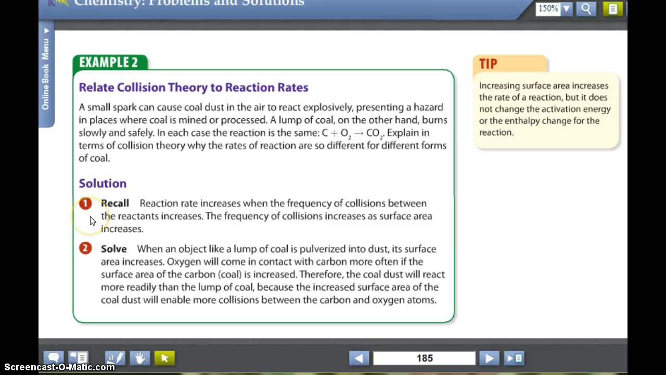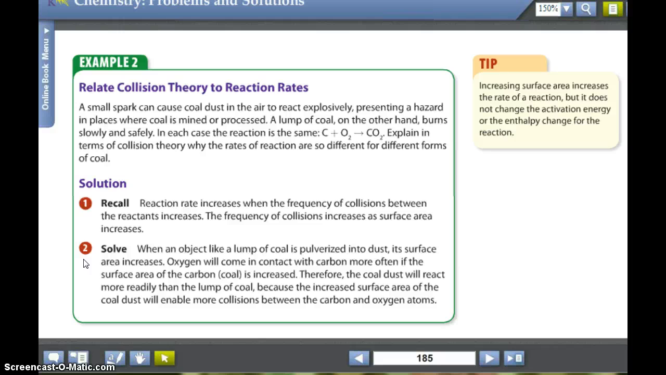Okay, hopefully you said when there's more surface area and when the pieces are smaller. Reaction rate increases as the frequency of collisions between the reactants increases. The frequency of collisions increases as surface area increases.